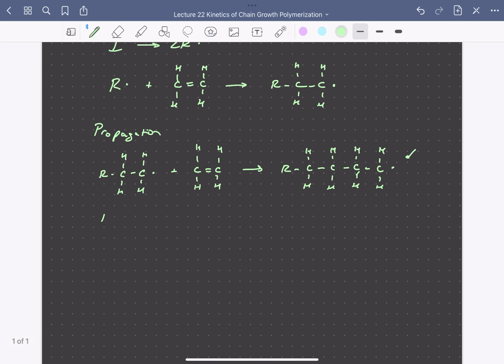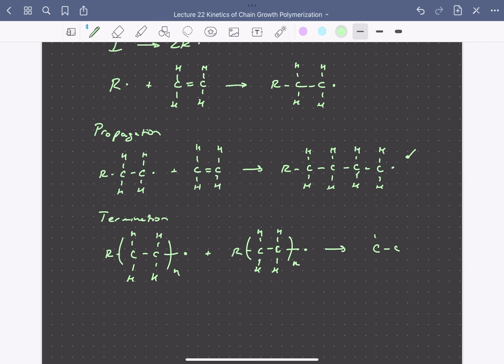So our final step will be a termination step. So if we have now our polymer of some length that still has this radical end group, it can react with some other radical species. So in this case, I'll just write it as some other polymer fragment. And this could be a different length. So when these two radicals combine, they essentially quench each other to form this stable polymer species. So at this point, this polymerization reaction is finished.